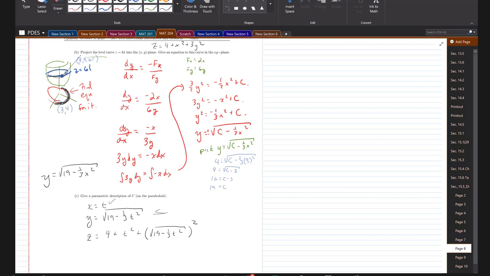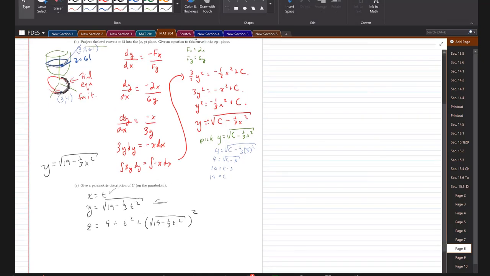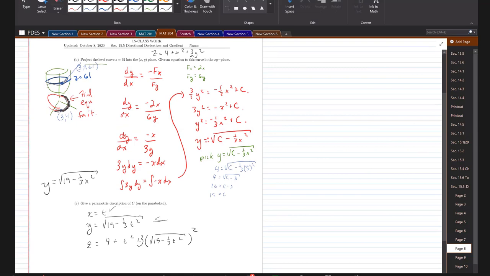Okay. Yeah. Professor, I was looking at the original of the equation. That should be 3 times the square root of 19 minus 1 over 3t squared. Thank you. Everyone hear what Christopher said? So yeah, that should be a 3 there. I dropped it when I was converting. Thank you.